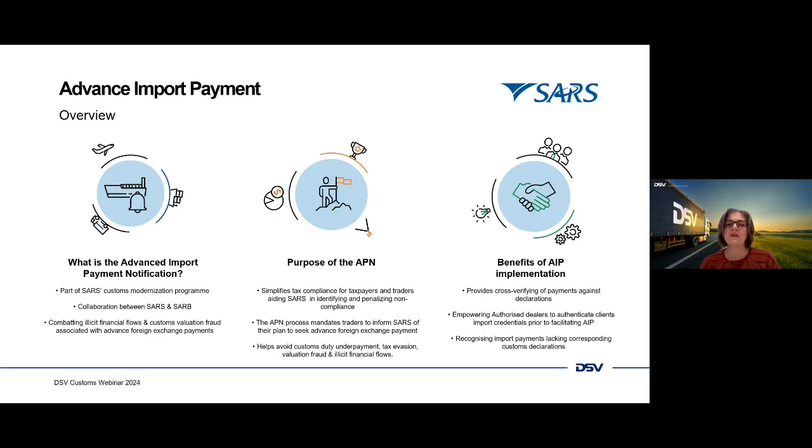Done the payment so that it can be linked to a declaration. If it isn't, then SARS will create a case, and then it'll be investigated as to why you've done a foreign payment, but yet it's not substantiated with a customs declaration.